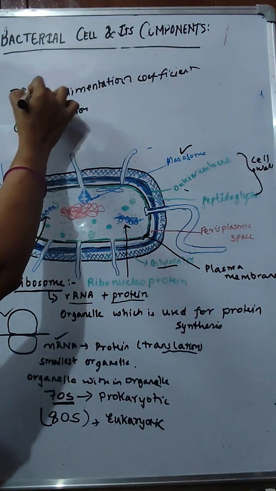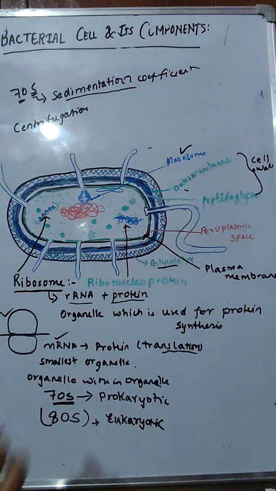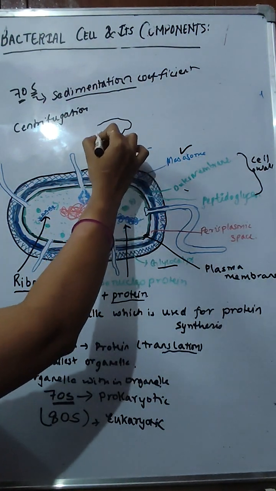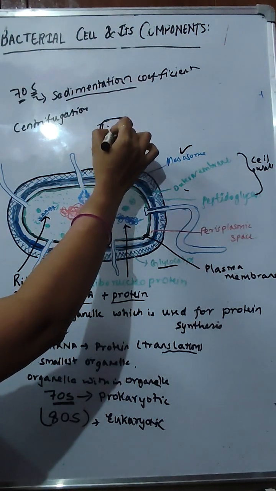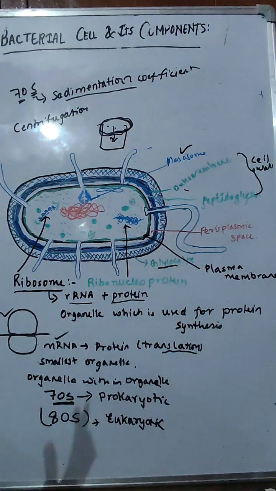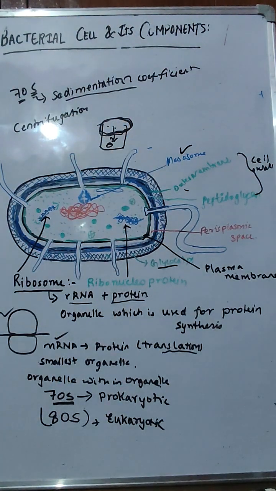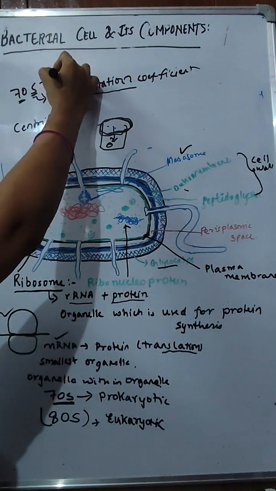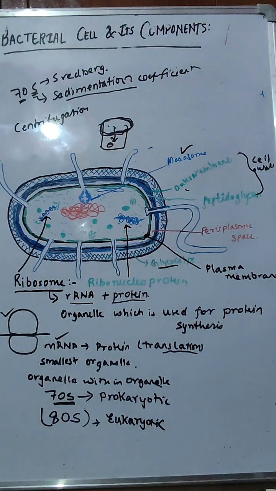In this 70S, the S is sedimentation coefficient. What is sedimentation? When any speed or velocity is given to a particle and it is moving, and then it settles down, the speed at which it settles down is known as the sedimentation coefficient. So here the sedimentation coefficient, or S, is in Svedberg units. This is to determine the particle size or density. So this was about ribosome.